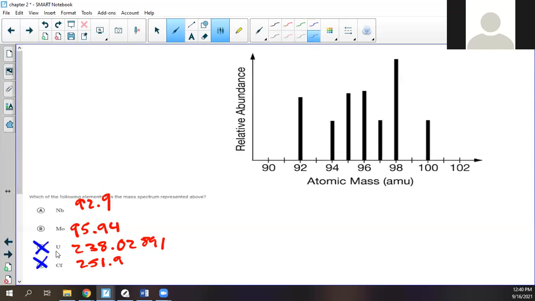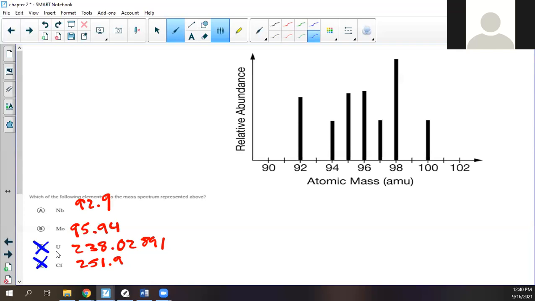Okay, so it's definitely not the bottom two, right? They were just trying to trick you with atomic numbers. So it's one of these two. Now, don't be embarrassed, just vote. Who thinks it's 92.9? Who thinks it's 95.94? Okay, well, it is 95.94.